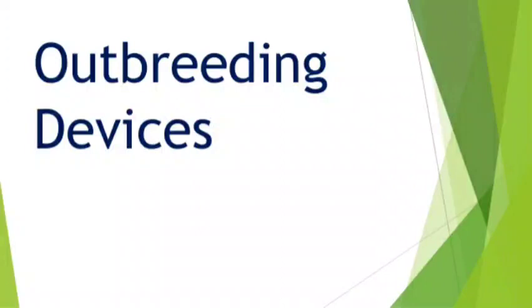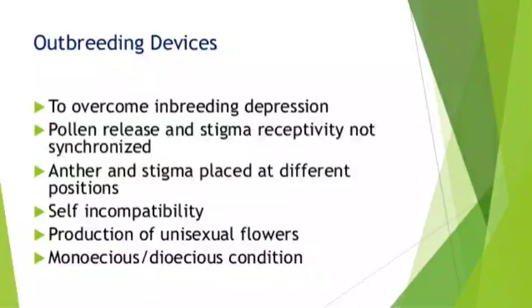So, the plant adopts various mechanisms or devices which promote cross-pollination, and such methods are called outbreeding devices. These outbreeding devices basically overcome the problem of self-pollination, that is inbreeding depression. How can this be done?